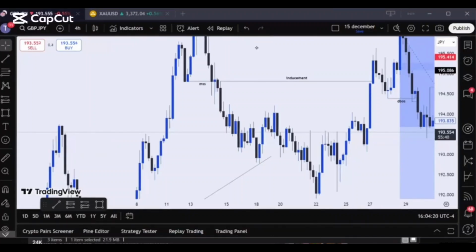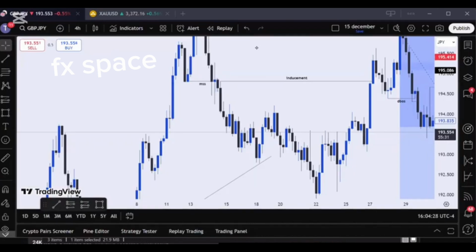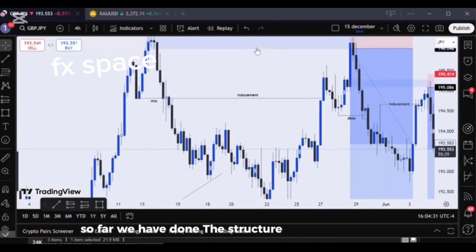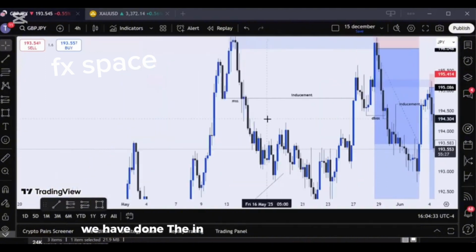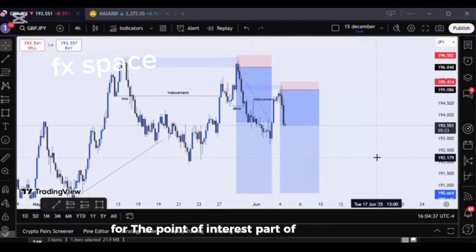Strategy. If you get your market structure part of the strategy, you get your liquidity part of the strategy, then you move on to the point of interest part of the strategy. So far, we have done the structure part and the liquidity part of the strategy. What is now left is the point of interest part of the strategy.